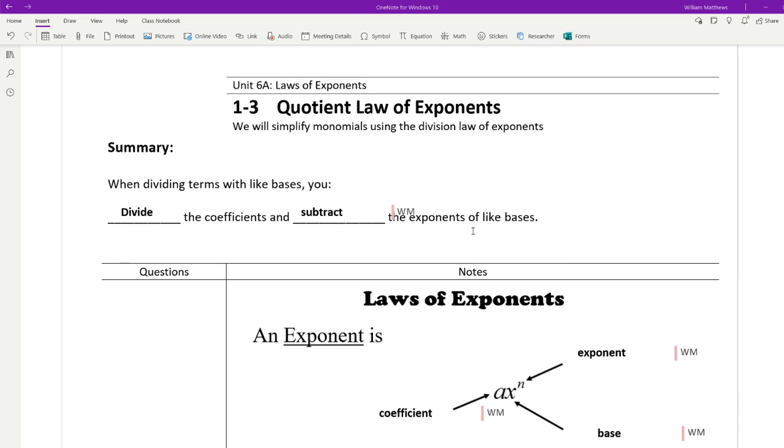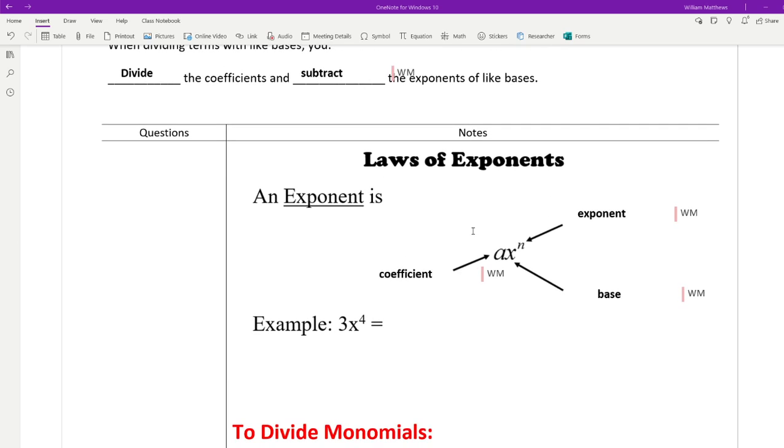Some things to remember from our last video is that our coefficient is any value that is multiplied to our base variable, in this case would be x. A base is a number that is multiplied by an exponent. And our exponent is the power, or how many times, in which we will multiply a value to itself.